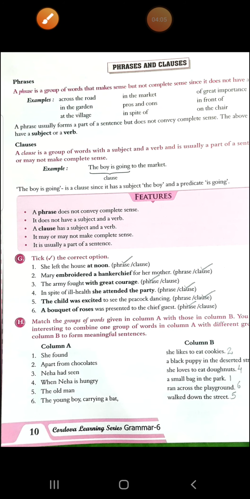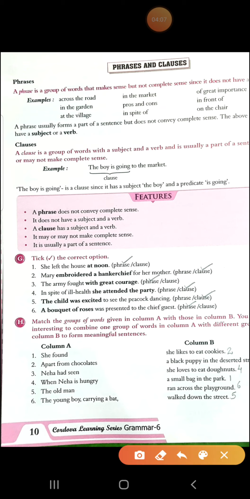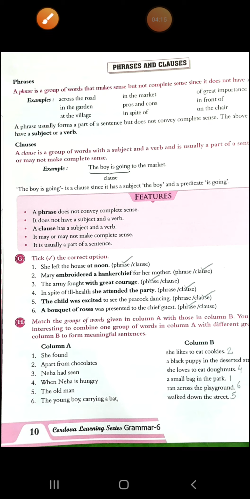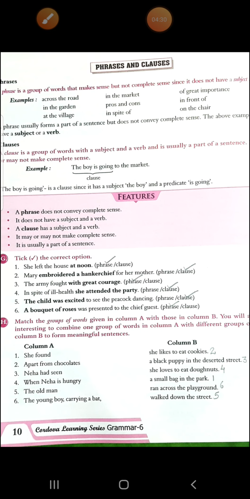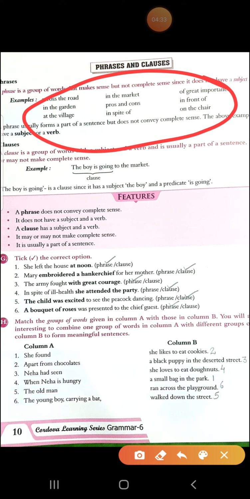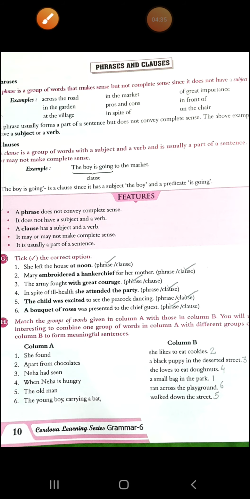Then read again here this part. A phrase usually forms a part of a sentence but does not convey complete sense. So it is a part of a sentence but it will not convey you a complete sense. The above examples do not have a subject or a verb, and you have seen in these examples that they don't have a subject or a verb.